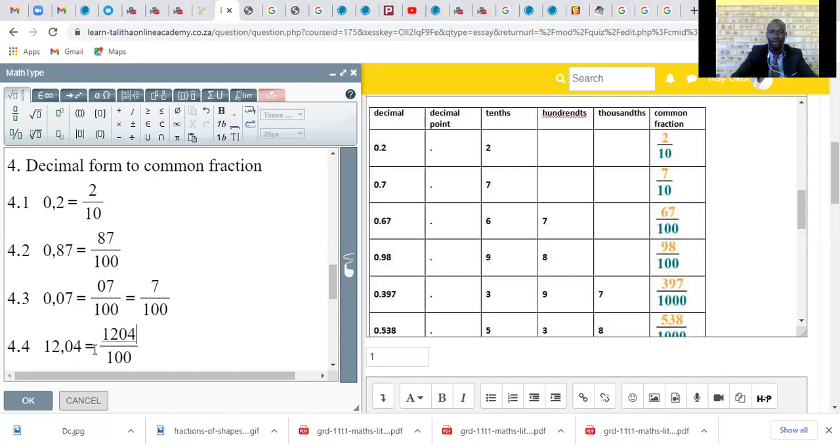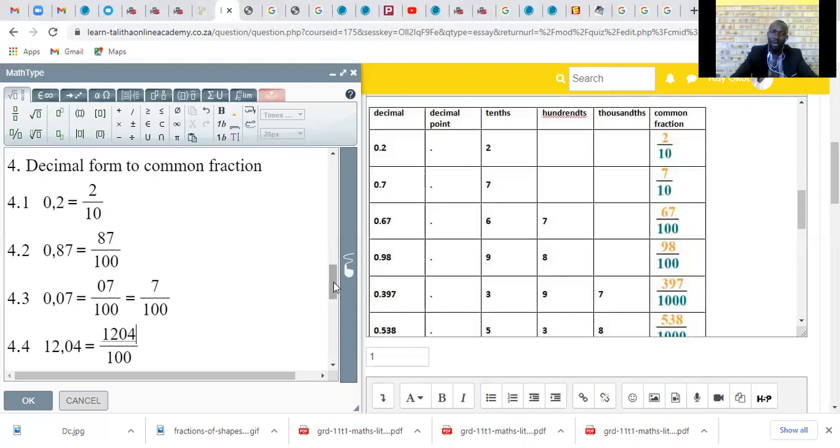Now notice that you can still reduce this. You divide this by a number which can also divide 10. You divide 87 by a number which can divide 100. You divide 7 by a number which can divide 100, and also 1204 by a number which can also divide 100. So this is how we write fractions from decimal form to common fractions.